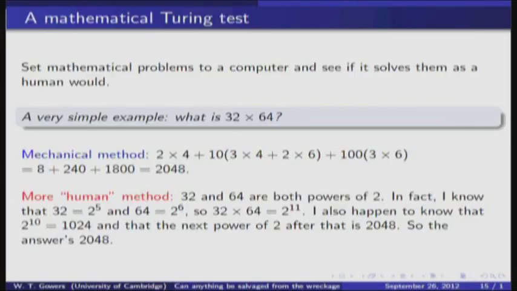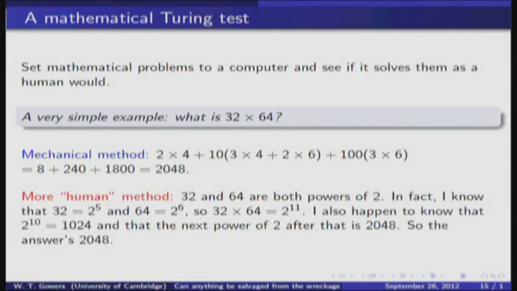But most human beings who've got a reasonable amount of mathematical experience, if they see what is 32 times 64, will argue in a rather different way. What they'll say is, hang on, 32, that's a power of 2, and so is 64. Thinking about it a little bit, you say, well, actually 32 is 2 to the 5, 64 is 2 to the 6, so when you multiply them together, you get 2 to the 11, remembering the rule that the powers add when you multiply the numbers together. And 2 to the 10, not everybody has this at their fingertips, but a lot of people do, 2 to the 10 is 1024, so 2 to the 11 must be 2048, and we're done.